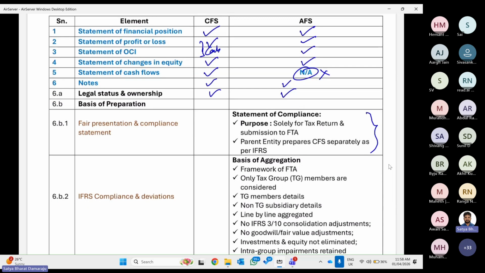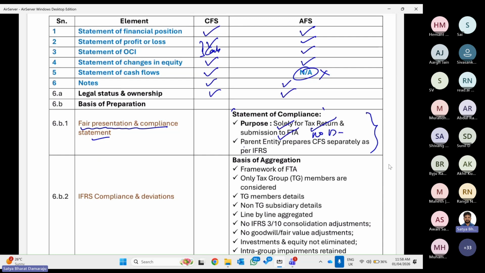In CFS, you may be showing that fair representation compliance statement. They want a different statement of compliance. They have given annexure B, which lists all the components it should contain. So particularly, very clearly, we have to mention that this AFS is prepared solely for tax return purposes and for submitting to the FTA, not for distribution.